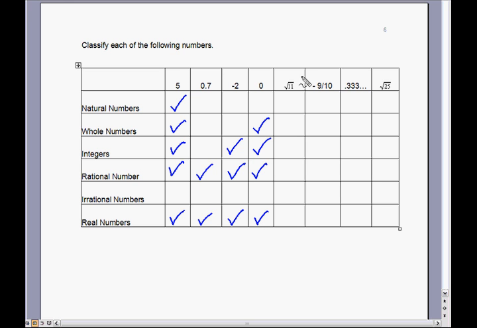The square root of 11. If you type that on your calculator, you would get a decimal. Even though it appears to end in your screen, this decimal goes forever, and it has no pattern. It is what we call an irrational number, and it is also real.